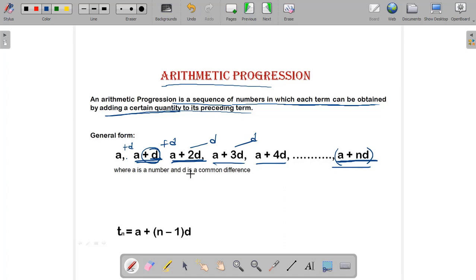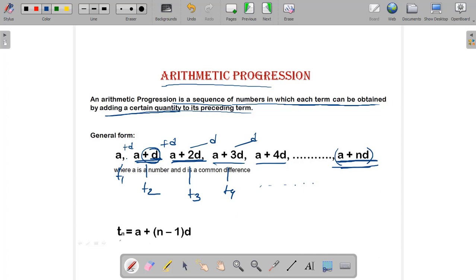Okay, if we take a as the first term in the arithmetic progression, we can write t1. a represents the first term, that is t1. a plus d represents the second term, that is t2. a plus 2d is t3, which represents the third term of the arithmetic progression. Also t4 represents the fourth term of the progression. So the nth term will be, this is not the nth term of the series.